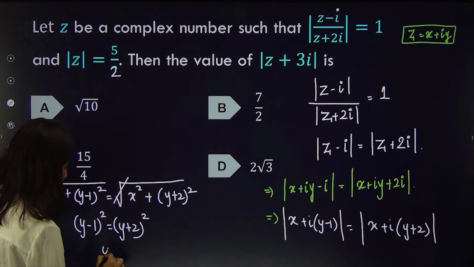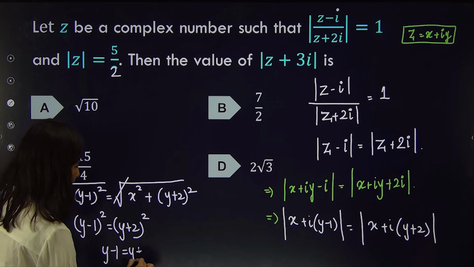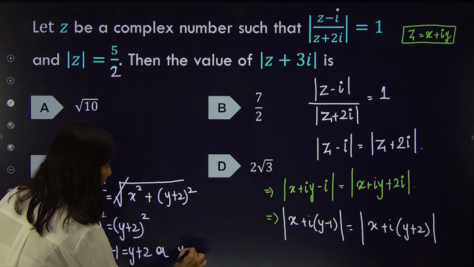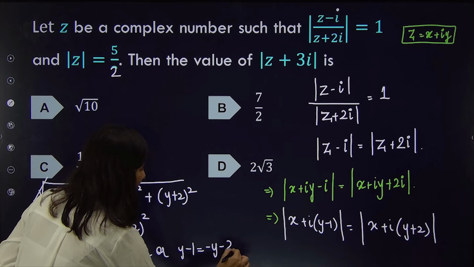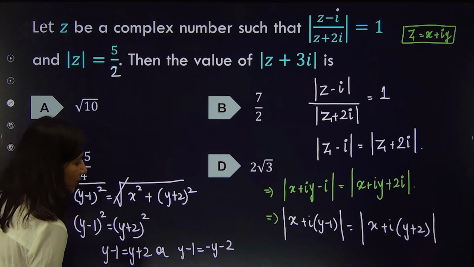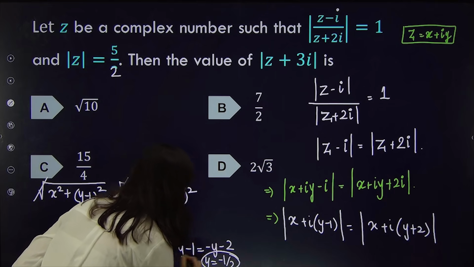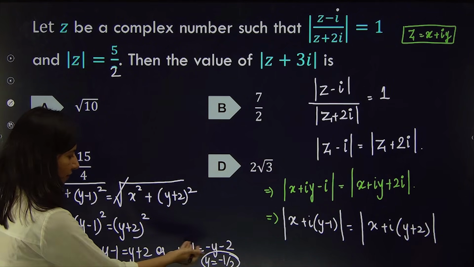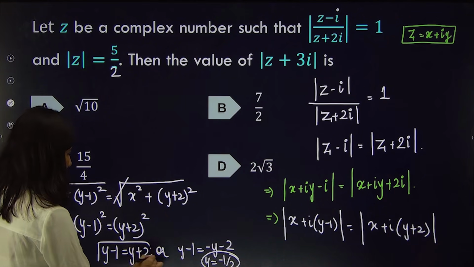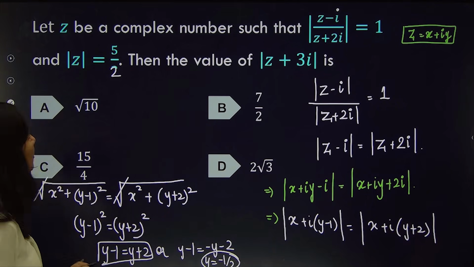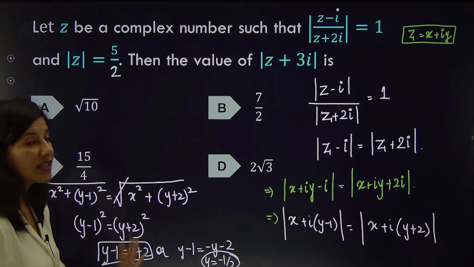(y minus 1) squared is equal to (y plus 2) squared. The square is also gone. y minus 1 is equal to y plus 2, or y minus 1 is equal to minus y minus 2. So 2y is equal to minus 1, y is equal to minus 1 by 2. So here no value of x is coming, but y is coming out as minus half.